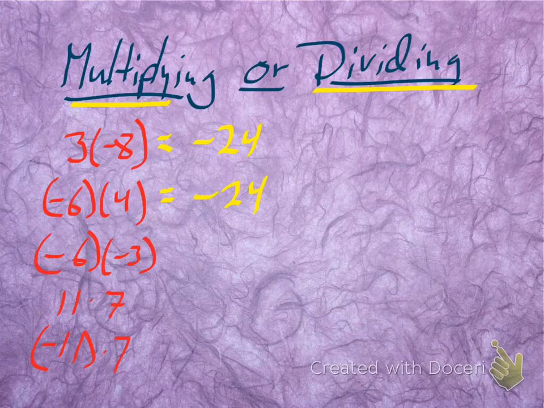Negative 6 times negative 3 equals 18. 6 times 3 is 18, and they're both negative, so we get a positive 18. And there's nothing wrong with putting a plus sign down to just remind yourself that one's positive. 11 times 7 is the same problem you've seen forever. It's positive 77. And finally, a negative 11 times 7 is also 77, but this time the signs are different, so we're going to get a negative 77. Okay?